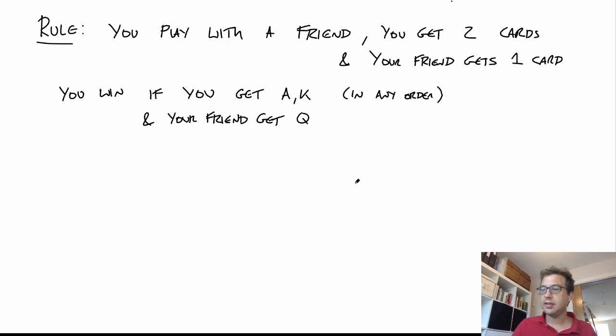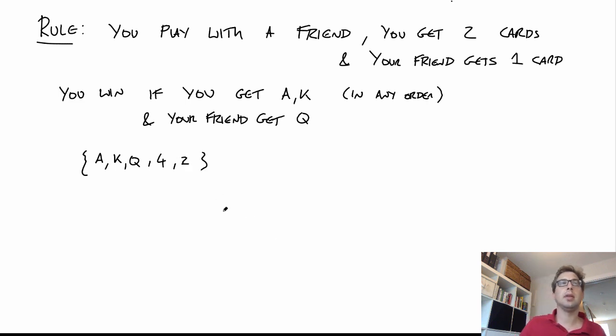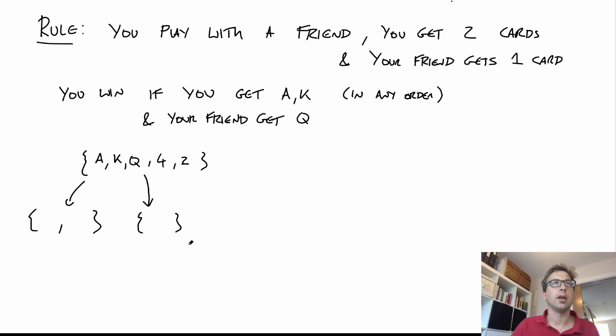Let's just think about that case. So what's happening there? We've got ace, king, queen, 4, 2, which is the original hand of the dealer, and this is going to change into the hands of us and the dealer. Your hand is going to consist of 2 cards. Then from that initial deck, your friend is going to have 1 card, and the dealer is going to be left with 2 cards.